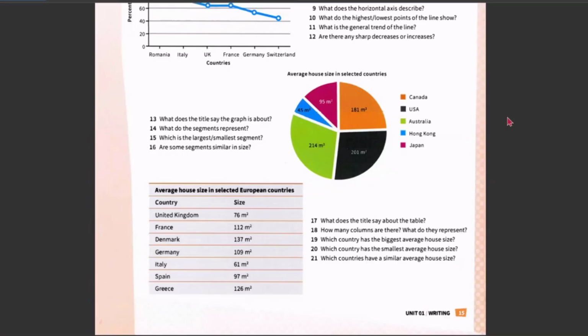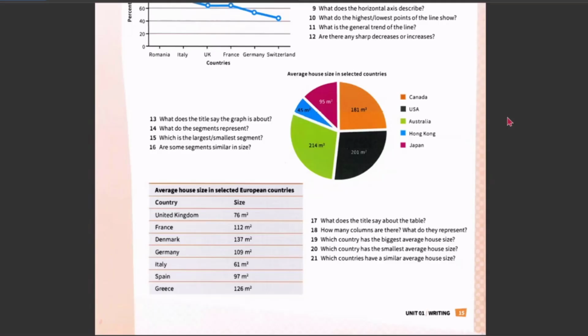Okay, number 19. Which country has the biggest average house size? Denmark has the biggest average house size. Excellent. Number 20. Which country has the smallest average house size? Italy has the smallest average house size. Very good. 21. The last one. Which countries have a similar average house size?